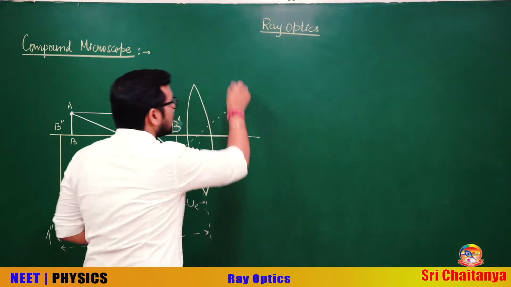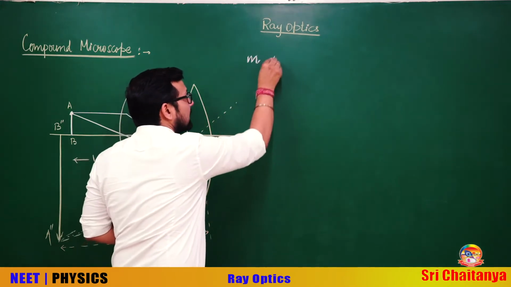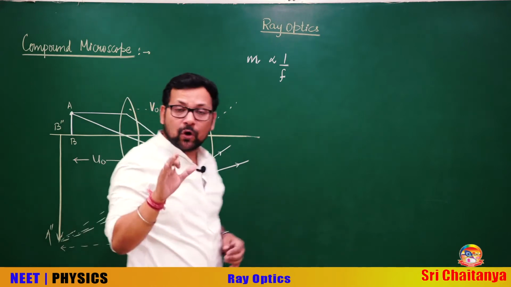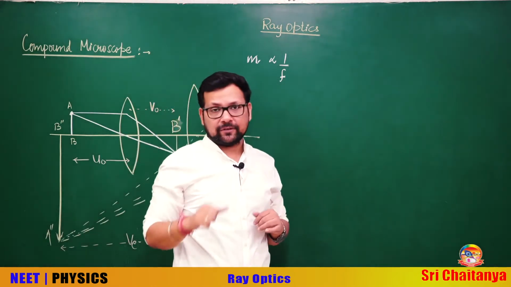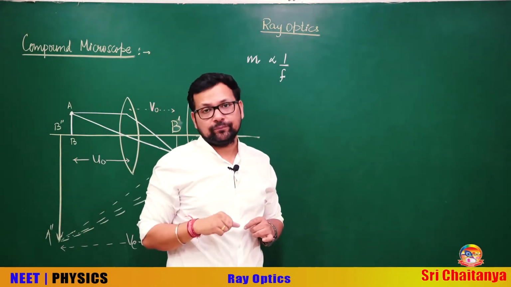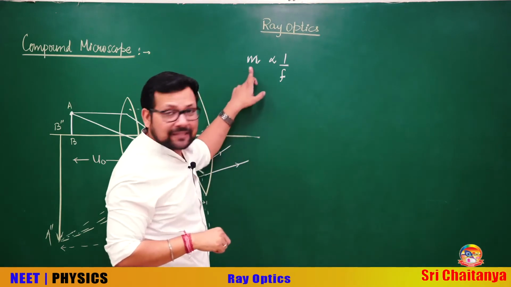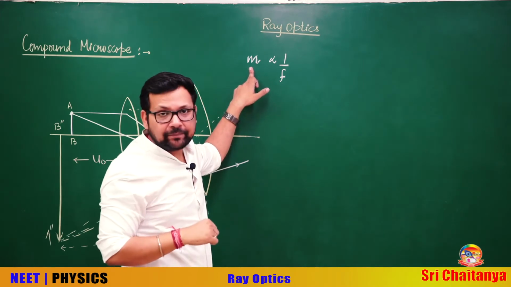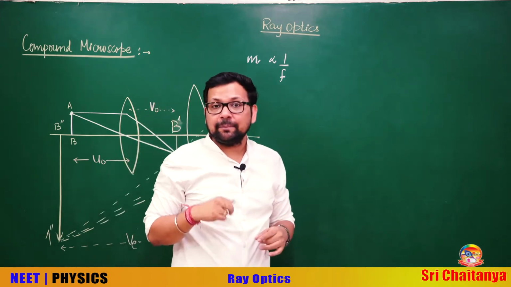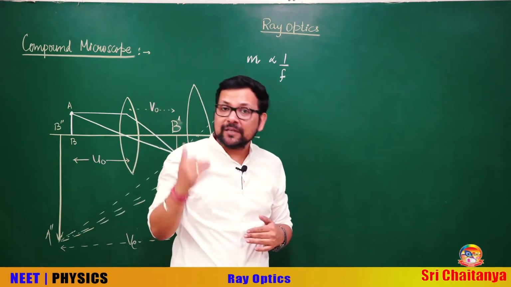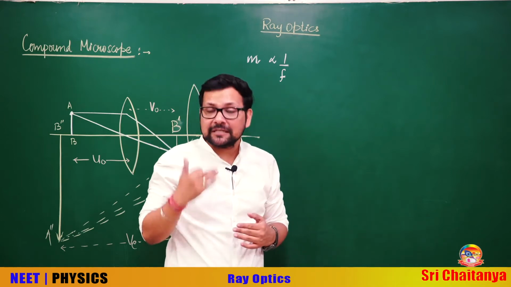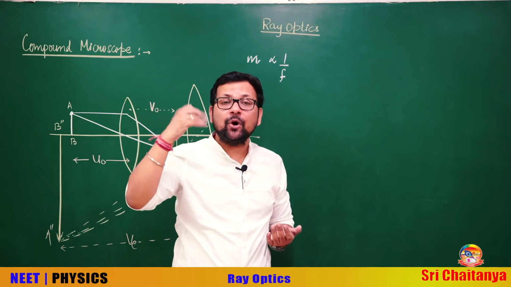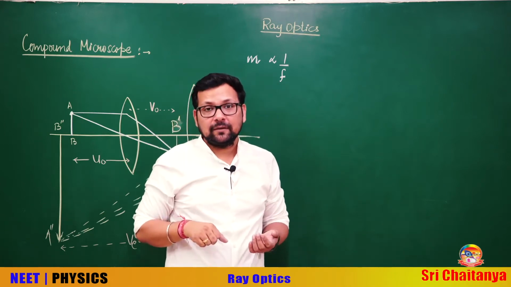So, if magnification is inversely proportional to focal length, and if you want to increase the magnification, what will you do? You have to decrease the focal length. But the focal length, depending upon the radius of curvature and the aperture, cannot be decreased beyond a certain limit.